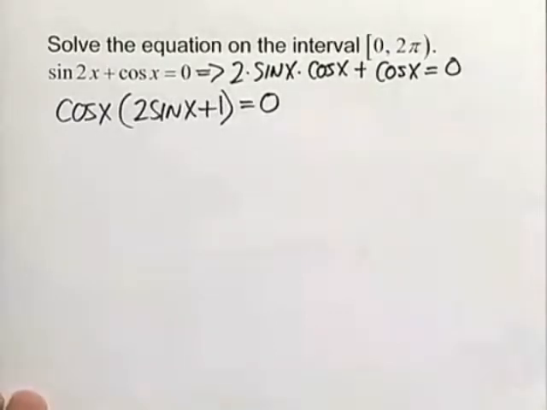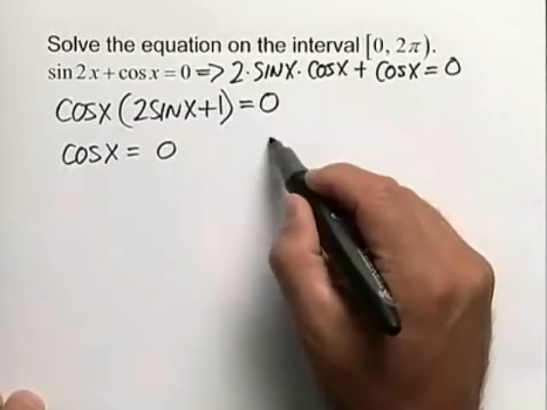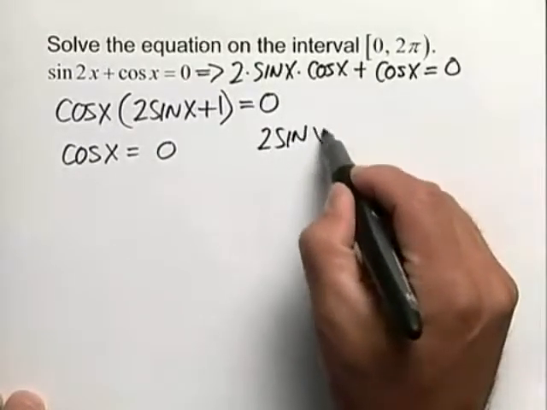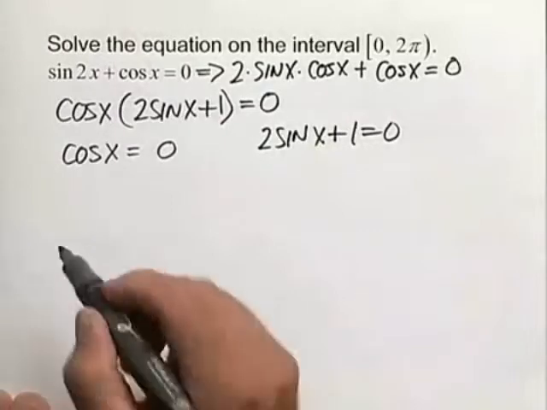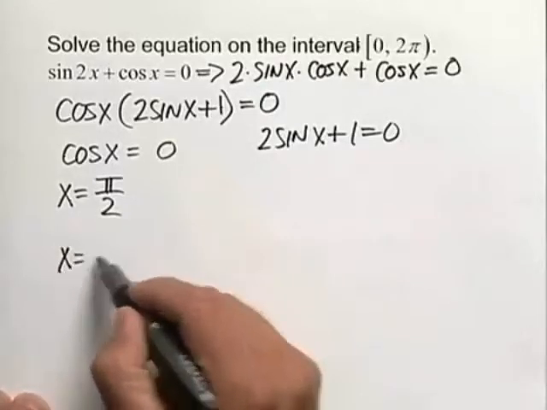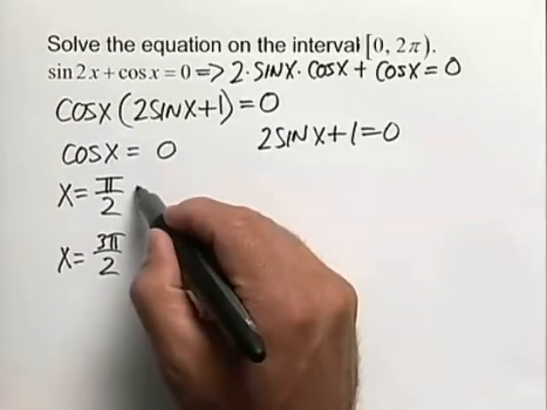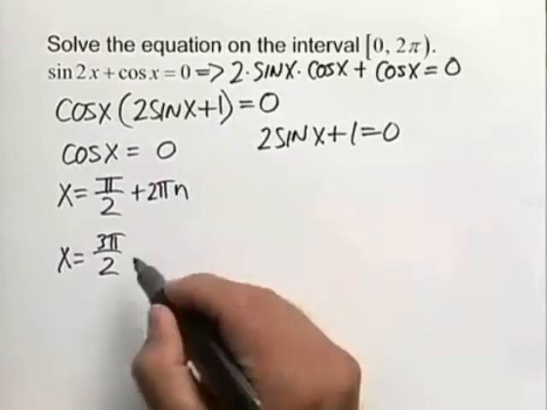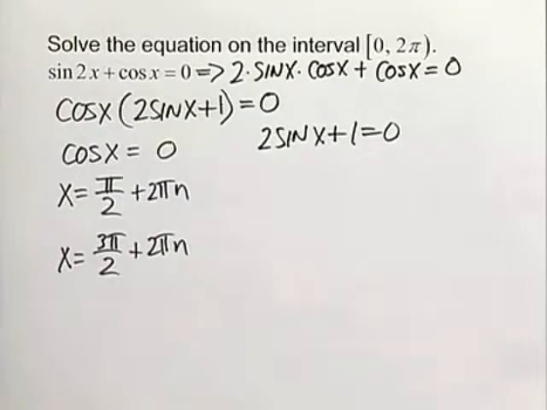So we can now break this into two further trig equations, where we have the cosine of x equaling 0, and we also have 2 sine of x plus 1 equaling 0. All right, let's look at the first equation. The cosine of x is equal to 0. We know that this occurs when x is equal to pi halves, and also when x is equal to 3 pi halves. As before, we have to address the periodicity of the cosine, knowing that that is 2 pi radians. We'll add in a 2 pi n here and a 2 pi n there as well. We'll come back to that in a moment.